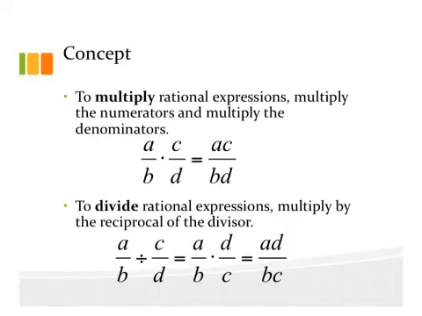Okay, here's a key concept that's just a reminder of when you learned about fractions in middle school. When you're multiplying fractions or rational expressions, you're just going to multiply the numerators and multiply the denominators. When you're dividing rational expressions, you're going to multiply by the reciprocal of the divisor, which just means you have to multiply by the reciprocal of the second fraction. So here you'll notice that we did the reciprocal, so instead of c over d, it's d over c, and then you just multiply across the numerator and denominator.